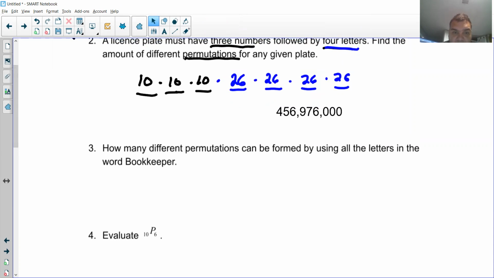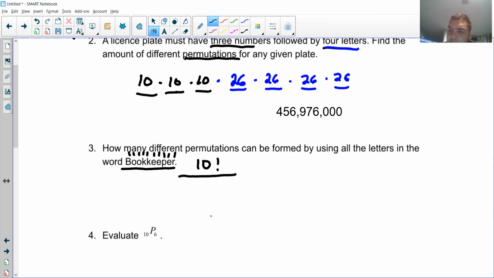All right. This one, how many different permutations can you form by using all the letters in the word bookkeeper? So this one we did where we had repeated letters. First off, we're going to count how many letters we have in total. 1, 2, 3, 4, 5, 6, 7, 8, 9, 10. We have 10 letters in total. So I'm going to put 10 factorial, or 10 with the exclamation point on top.